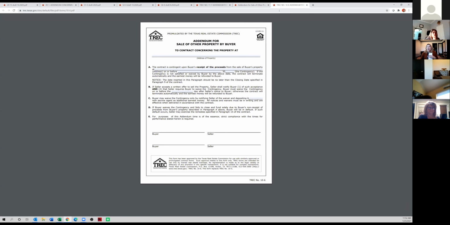Okay, so this says that this contract is contingent upon buyer's receipt of proceeds from the sale of the buyer's property at blank on or before blank, and that's the contingency period. If the contingency is not satisfied or waived by the buyer by the above date, the contract will terminate automatically and the earnest money will be refunded to the buyer.